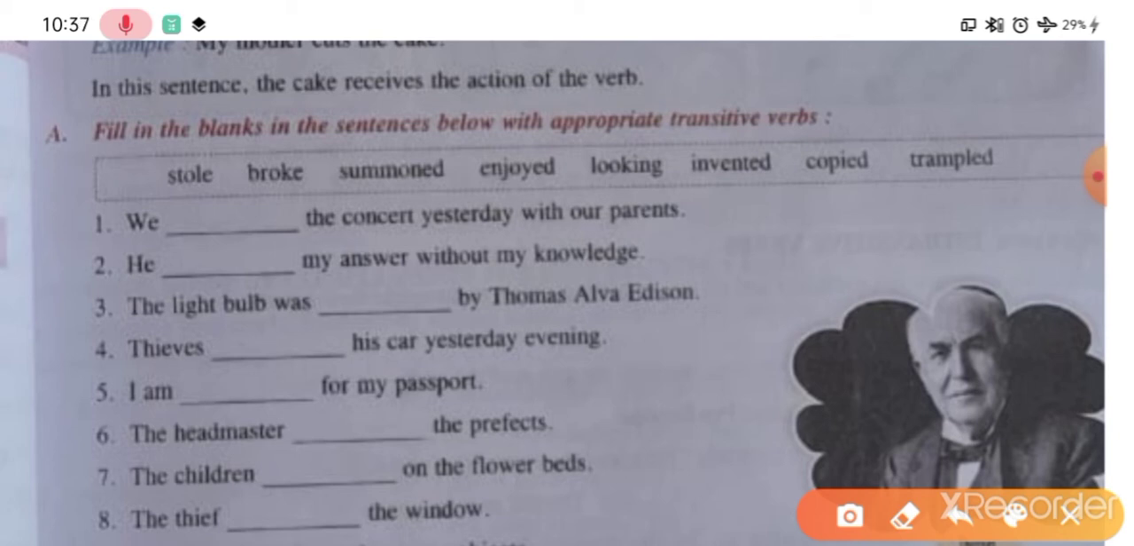We enjoyed, we summoned, stole. We stole the concert, no. We broke the concert, no. We summoned, enjoyed, looking, no. Invented the concert, no. It is a concert. So, trampled, no. We enjoyed the concert. Okay, so right here the verb will be enjoyed. We enjoyed the concert yesterday.